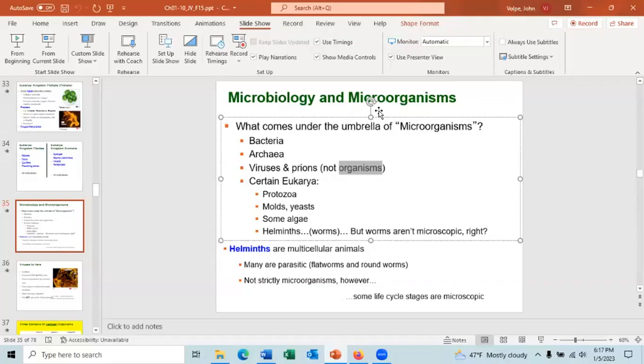So if you're talking about something like HIV, you can say it is a microorganism. I will try not to use that term just because I think it's a little confusing. It is, in one sense, a microorganism, but it is not an organism because it doesn't have a cell. And so I'll just call it a microbe.